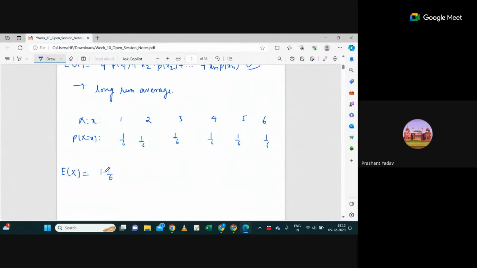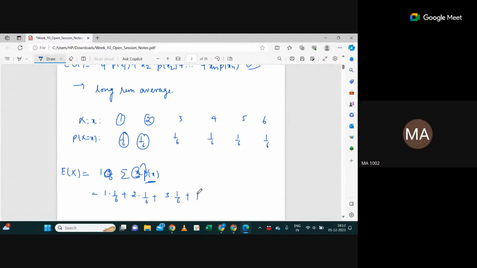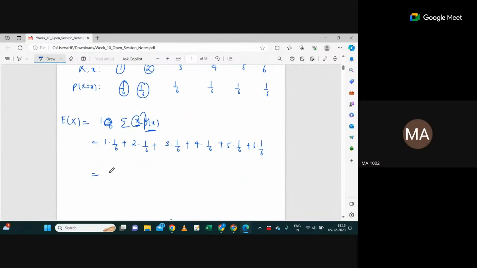I have to do the summation of x into p(x). x into p(x) means value into corresponding probability. So 1 into 1 by 6 plus 2 into 1 by 6 plus 3 into 1 by 6 plus 4 into 1 by 6 plus 5 into 1 by 6 plus 6 into 1 by 6. That means it will be 1 plus 2 plus 3 plus 4 plus 5 plus 6 divided by 6. What is the value? 21 divided by 6, so it is 3.5.